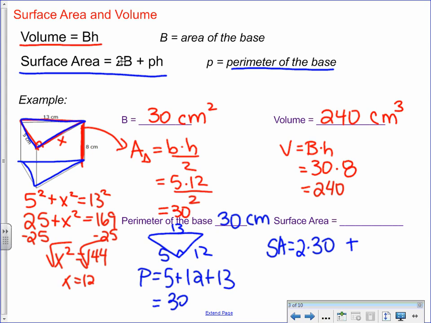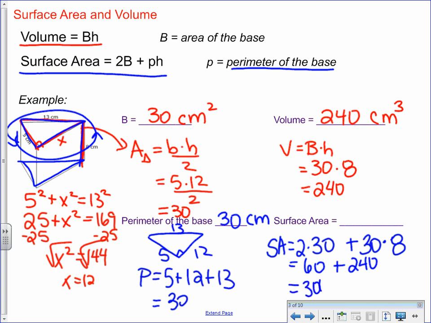Now let's go ahead and plug that in. So perimeter is 30 times the height, which is 8. And that will get us the areas of the faces going around the prism. Okay. 2 times 30 is 60. 30 times 8 is 240, so this is what we're adding together to get 300. And since this is area, we're doing centimeters squared.